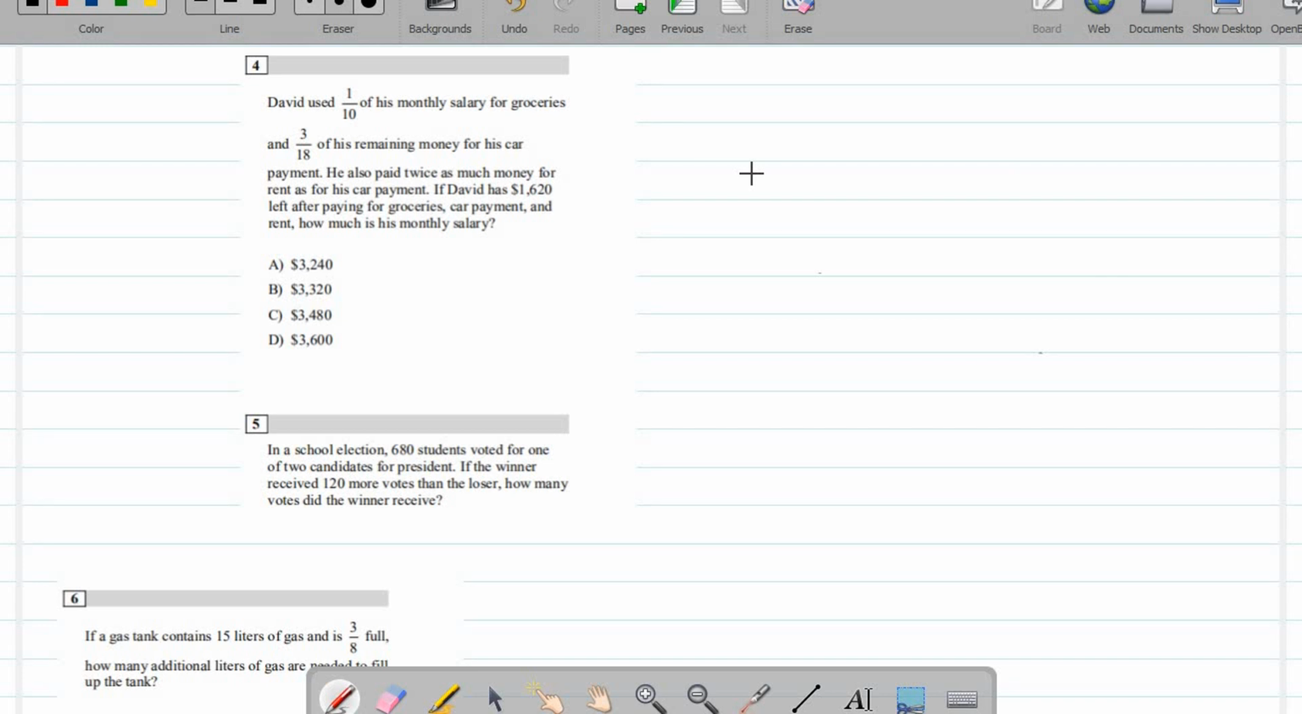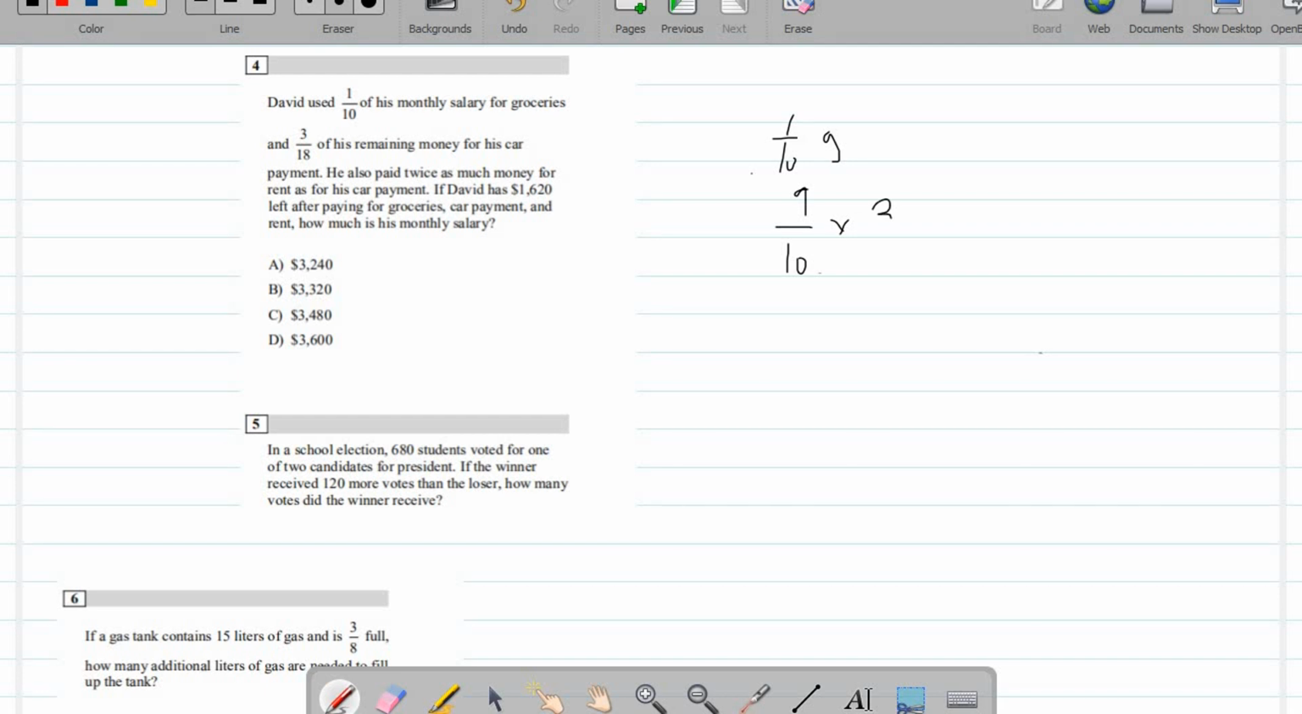Question number 4. David used 1/10 of his salary for groceries and 3/18 of the remainder for his car payment. So 1/10, that's G/10, is equal to groceries, and 3/18 of the remainder for his car. What's remaining is actually 9/10 of his salary, since he used 1/10 of it for groceries.